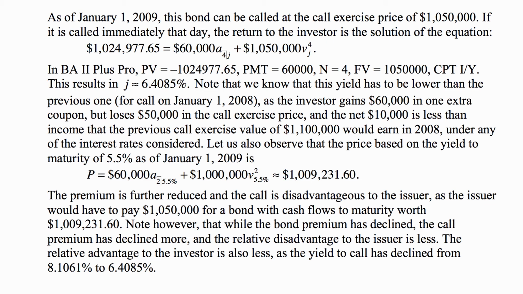Note, however, that while the bond premium has declined, the call premium has declined more, meaning the premium in the price at which the bond is called versus the maturity value, the redemption value. So it was $100,000 before, now it's $50,000. And the relative disadvantage to the issuer is less. The relative advantage to the investor is also less, as the yield to call has declined from 8.1061% to 6.4085%.